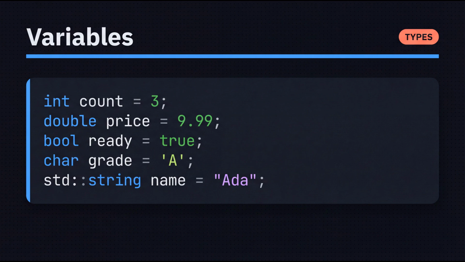Bool, for true or false values. Bool ready equals true. Char, for a single character. Char grade equals capital A. And std::string, for text. std::string name equals "Ada". Notice that every declaration follows the same pattern. Type, name, equals, value. The type tells the compiler what operations are valid. You can add integers, compare booleans, and concatenate strings. But you can't add a string to an integer without an explicit conversion.